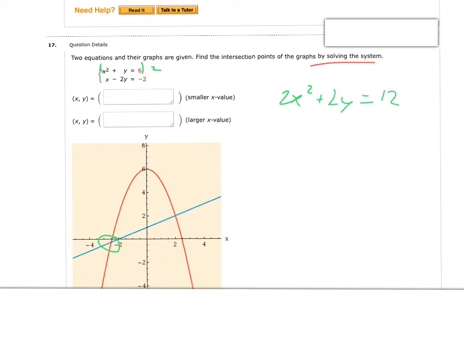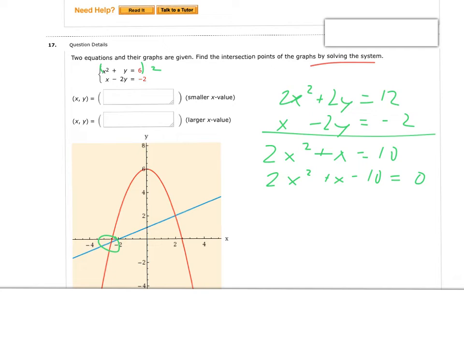And I'll add that together with my x minus 2y equals -2. So I get 2x squared plus x equals 10. And so this is a quadratic. I'll get one side to 0. And I'm going to factor this. Now, whenever I have this number out front, it makes the factoring more difficult.